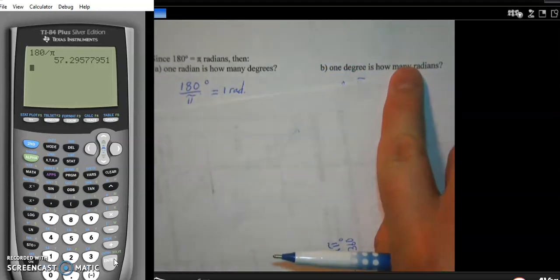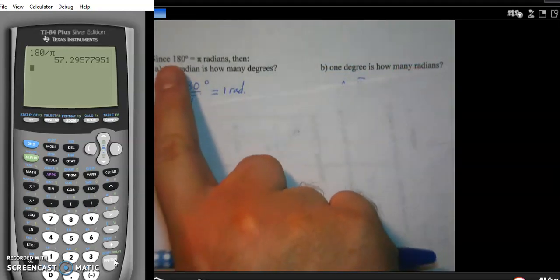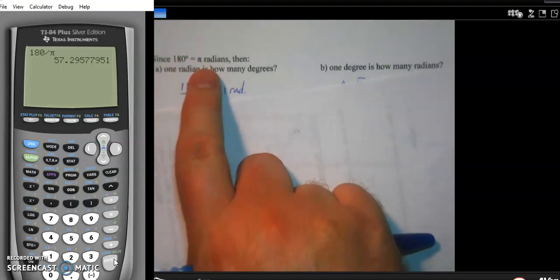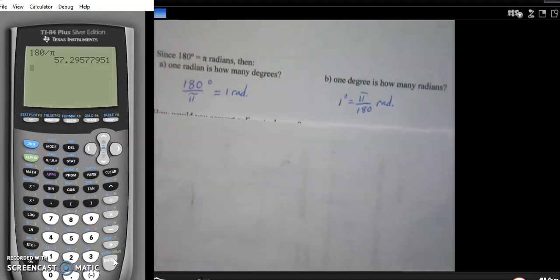So 1 degree is how many radians? Well, similar idea. If we divide both sides by 180, we'd have 1 degree equals pi divided by 180. Now, unfortunately, if we put that in the calculator, we get 0.017. So 1 degree is about 0.017 radii on the circle. That's not as easy to visualize. 1 degree is a very small angle, whereas 57.3 degrees is a pretty good size angle to look at.